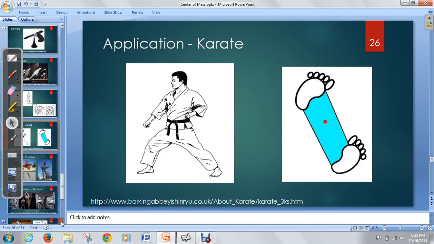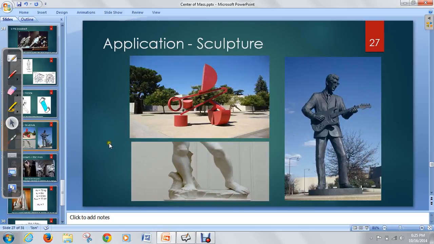Some other applications are in sculpture. When they make sculptures, they have to make sure that the center of mass lies over the base of the statue, particularly the more feeble parts of the statue. For example, this one: if there wasn't this nice solid cylinder right here, this thing would tip over for sure.